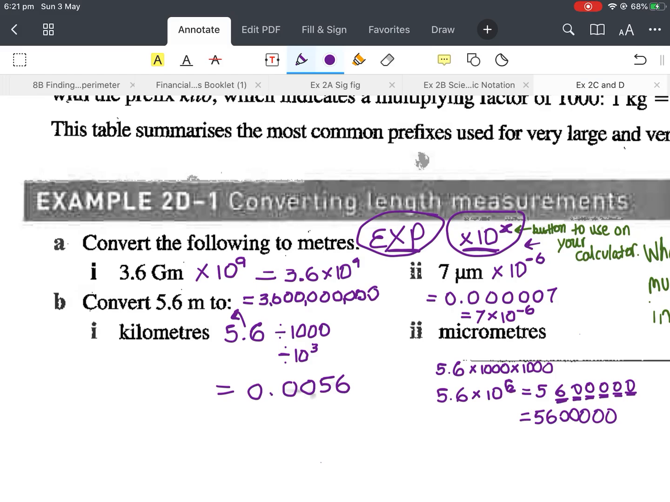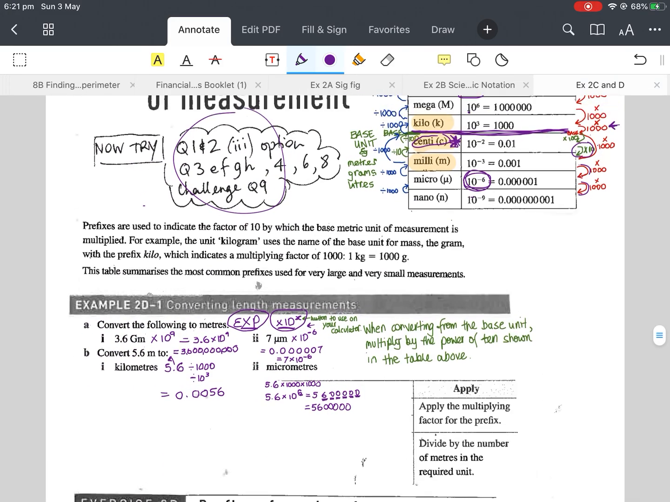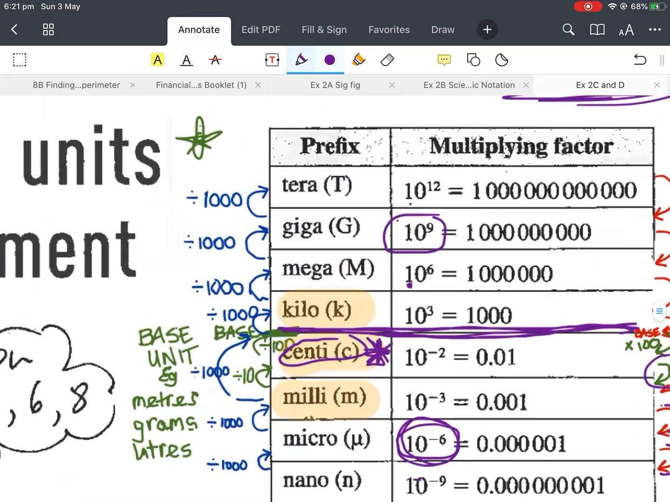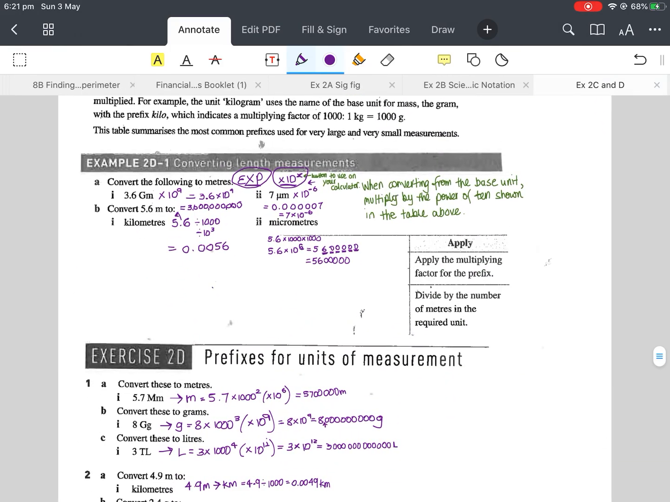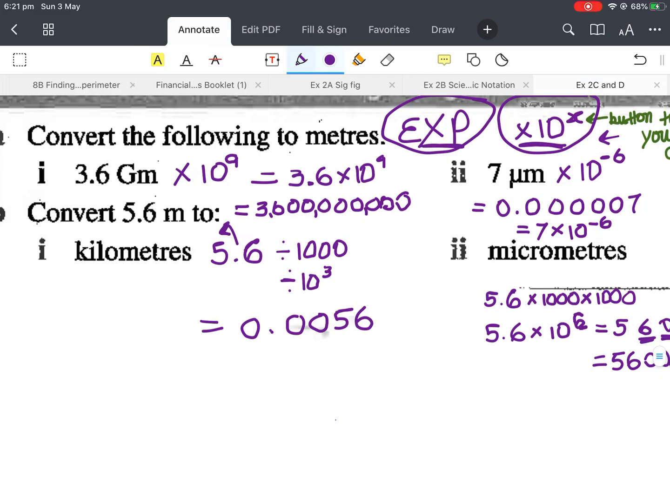So 5.6 meters to kilometers. I'm going to start at meters, that's the purple line, and I'm going to go to kilometres. So I'm following the blue jumps, I'm dividing by 1,000. So 5.6 divided by 1,000, do that on your calculator, and you get 0.0056.